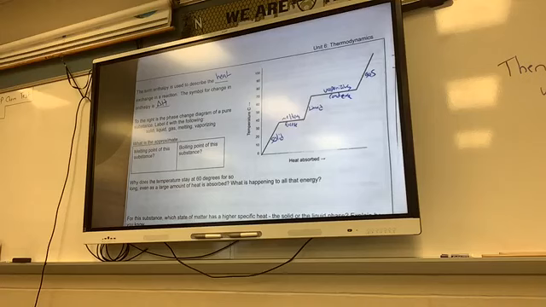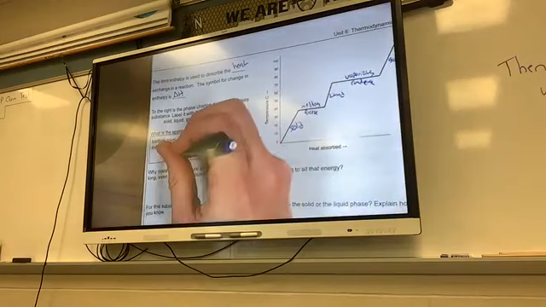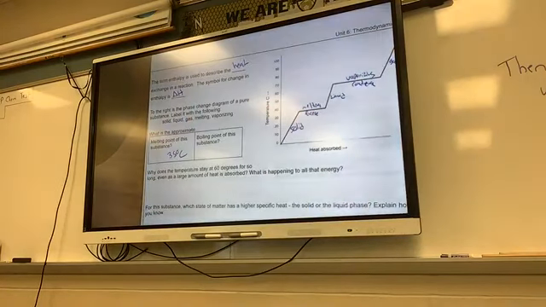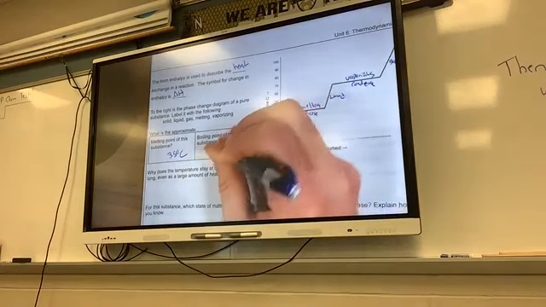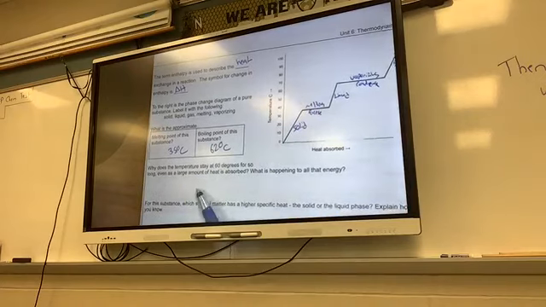What is the approximate melting point of this substance? What would you guys say? Melting point, like 38. Sure, 35. Boiling point? 60. 62. Okay.